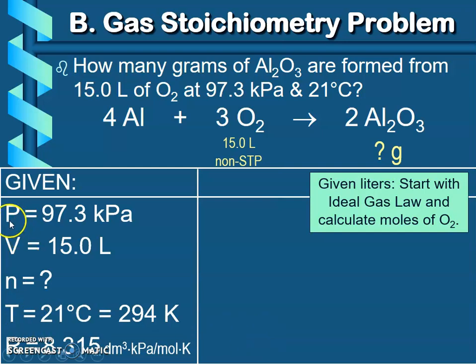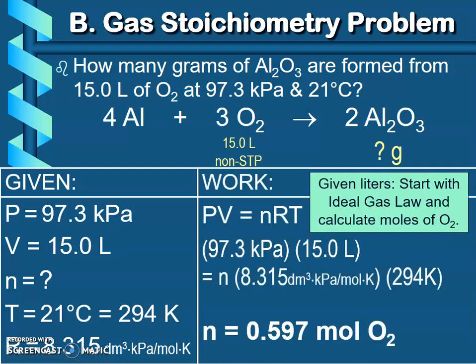Okay, so what am I given? I'm given a pressure, 97.3, right here. I'm given a volume, 15 liters. My n is moles. I don't know that yet. I've got to calculate it. My temperature is 21 degrees Celsius, so we've got to convert that into Kelvin by adding 273. And then which one of my R's am I going to use? In the problem, I'm given kilopascals, so I've got to use the number that comes with kilopascals, which is 8.315. All right, going to plug these right into the problem.